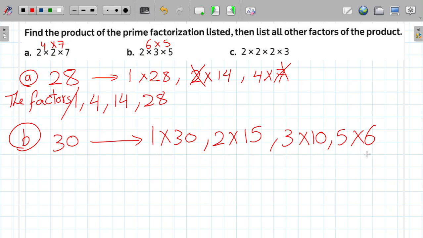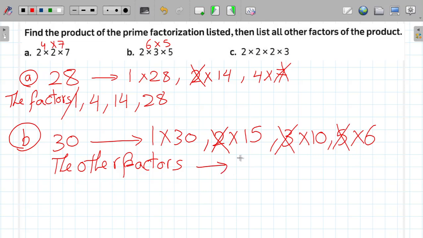So I have all factors of 30. Okay? So I will delete the prime factors. I have 2, 3, and 5. So 2 will be cancelled, 3 will be cancelled, and 5 will be cancelled. So I have 1 and 30, 15, 10, and 6. So the other factors are 1 and 6, 10, 15, and 30.